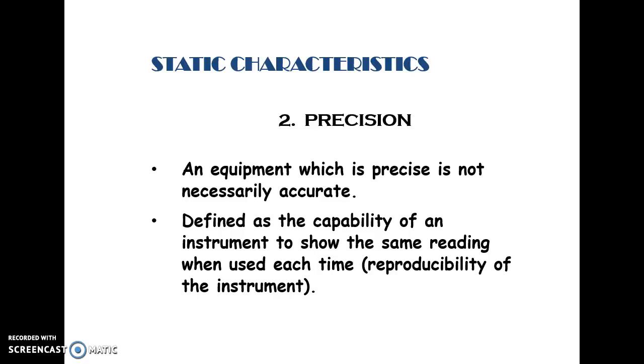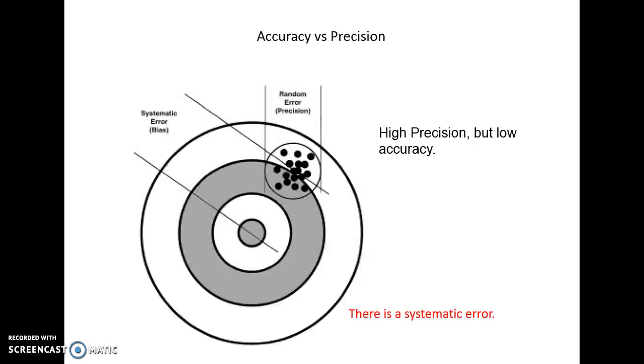So an equipment which is precise, not necessarily accurate, we can tell. Precision is defined as the capability of the instrument to show the same reading each time it is used. So whenever you are using it to measure a 15 voltage value, it should show the 15 voltage. Okay, so that is precision.